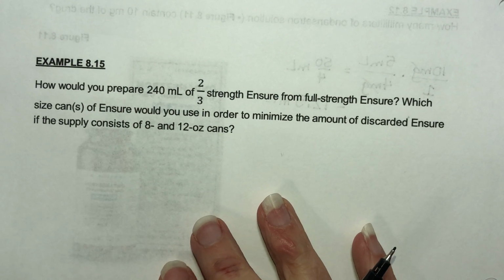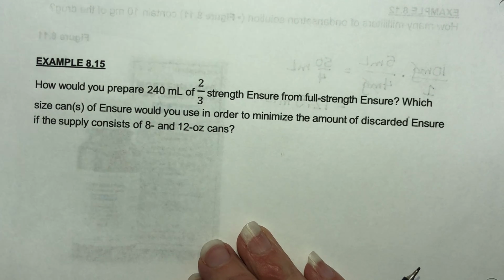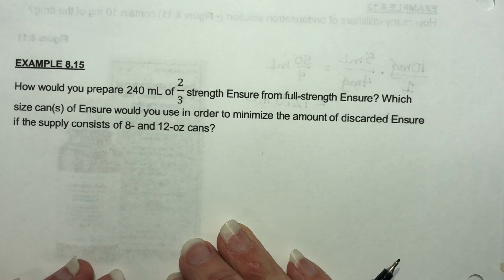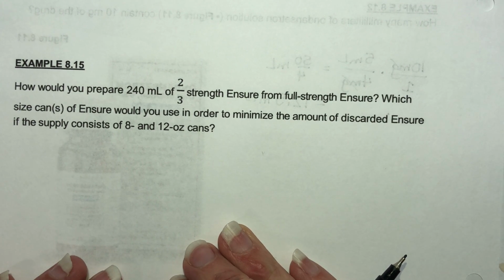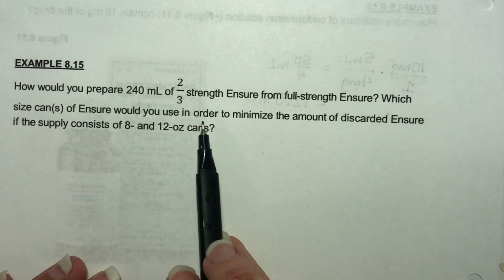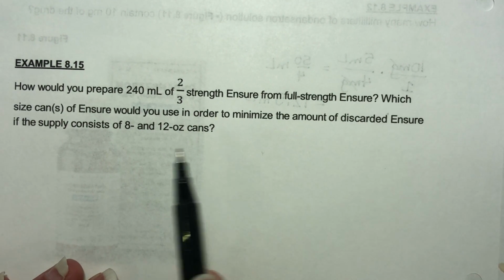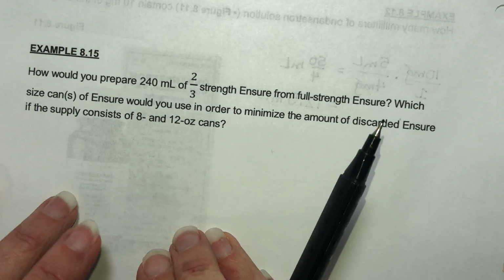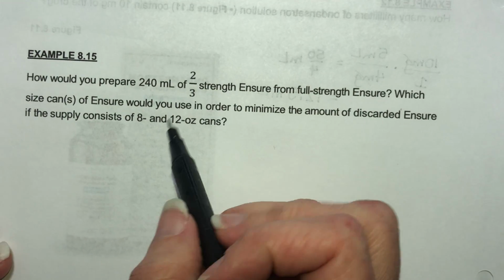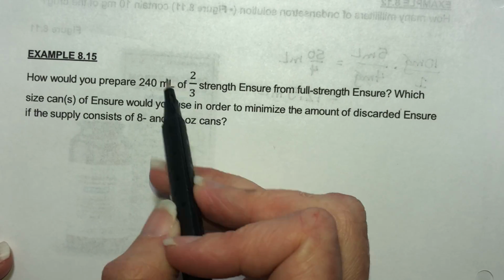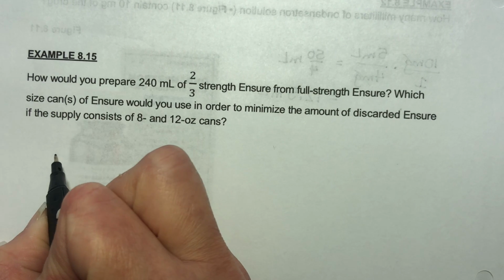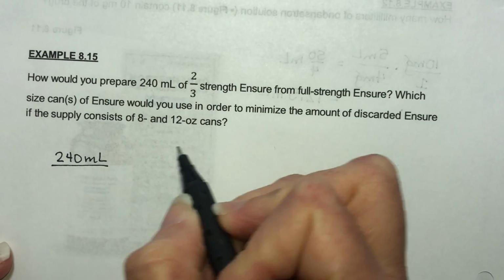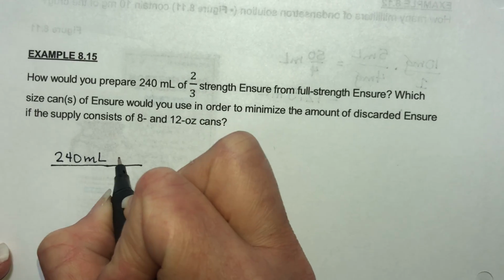Okay, number 15. How would you prepare 240 milliliters of a 2/3 strength Ensure from full strength Ensure? Which size can of Ensure would you use in order to minimize the amount of discarded Ensure if the supply consists of 8 and 12 ounce cans? Okay, so I want a 2/3 strength solution and I want to have this much of it. So 240 milliliters of the solution.